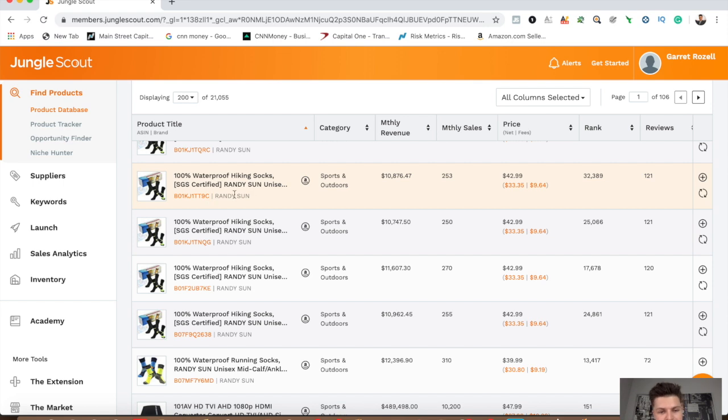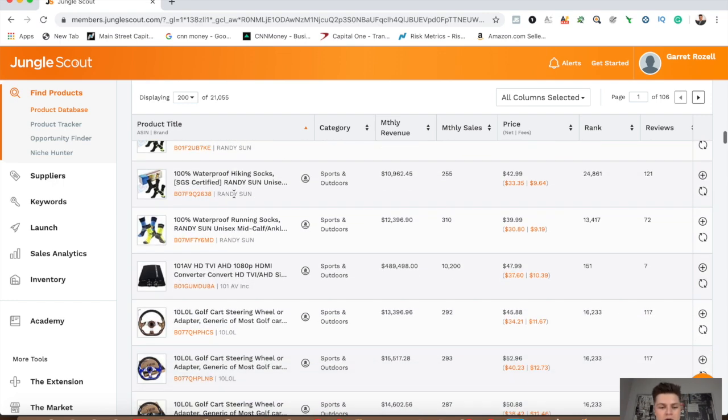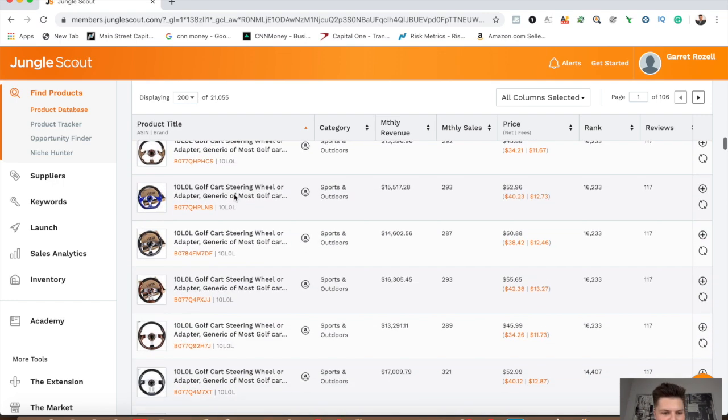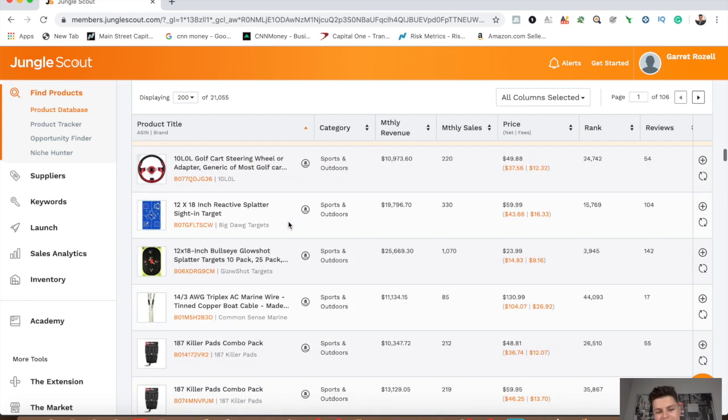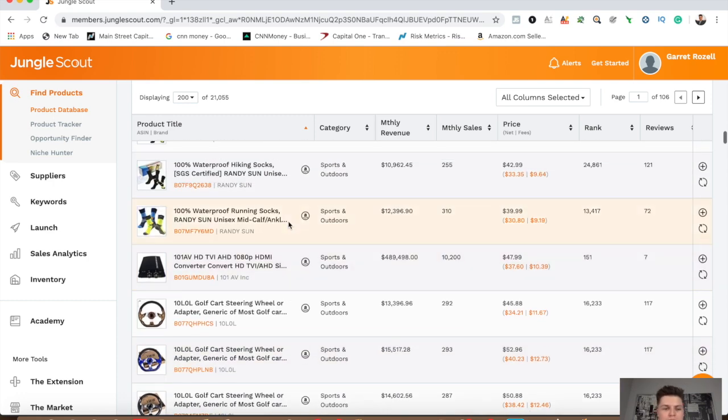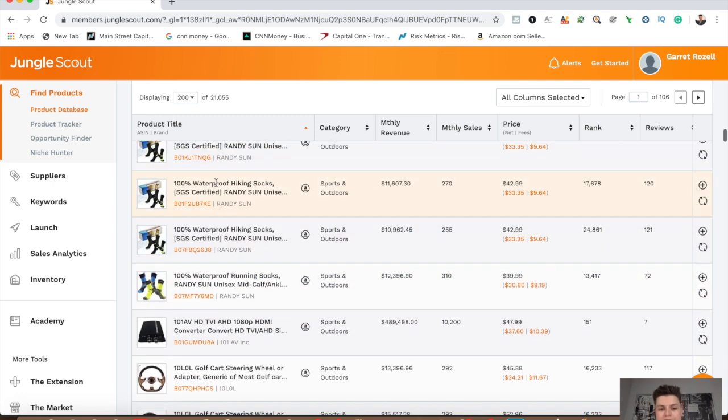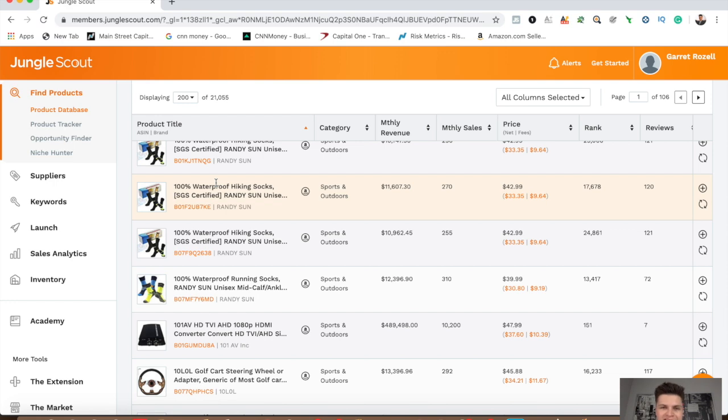So we see we have a hiking product, right? This is the hiking niche. So maybe we want to only look for products that have to do with hiking, or maybe we only want to look for products that have to do with golf carts or stuff like that. So let's say we only want to look for products that have to do with hiking, right? We only want to sell products in the hiking niche. We want to build a brand in that hiking niche.